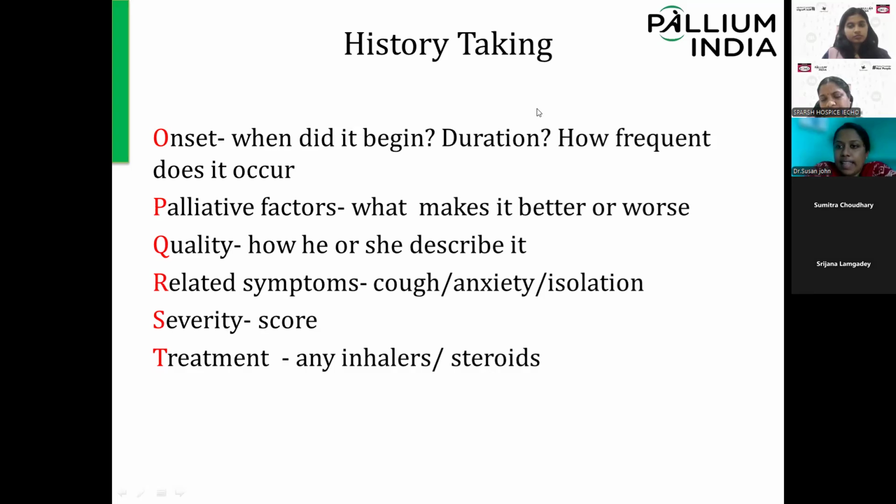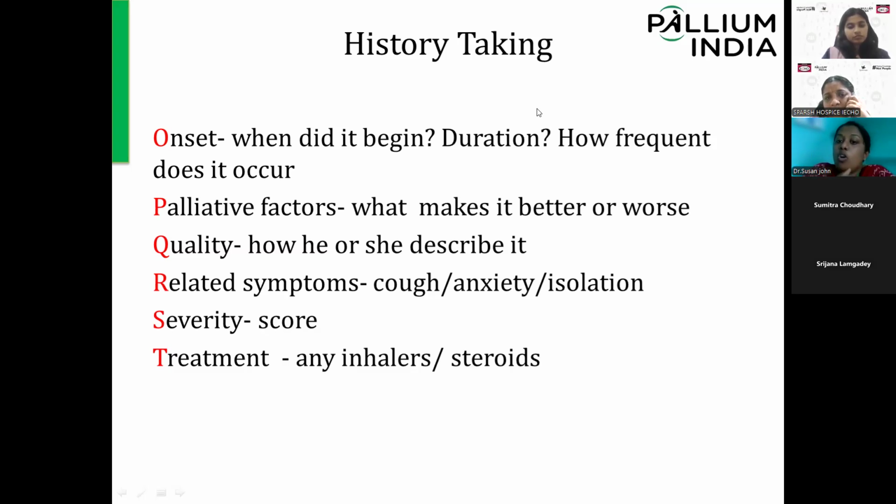So, how can we take the history, similar to our pain history? We can ask how is the onset, what are the palliative factors, what is the quality, how it is related to other symptoms, what is the severity, and what is the treatment. That is, the onset: when did it begin? When did this breathlessness begin? What is the duration? How long has he or she had the breathlessness? How frequently does it occur? What is the frequency of these episodes? Sometimes once in 3 months, or once in a month, or once in 2 weeks. So that is the frequency.